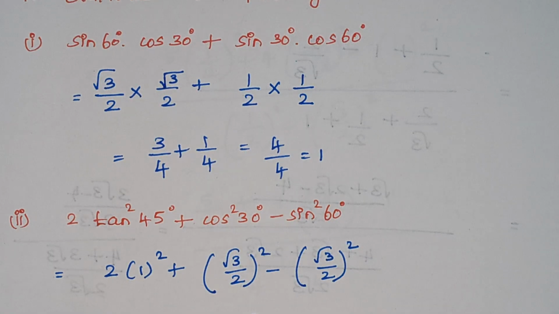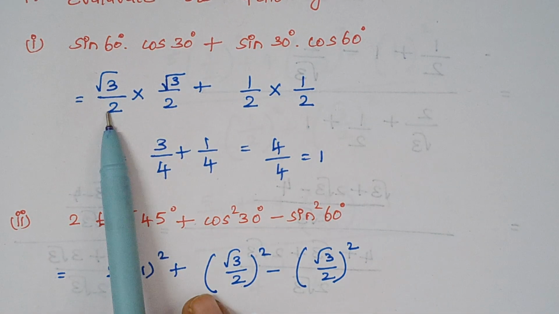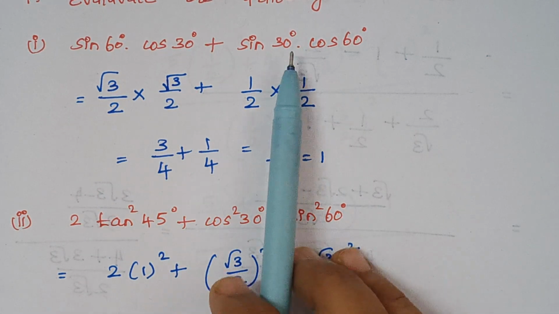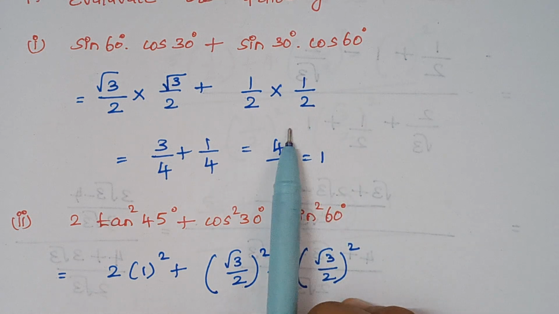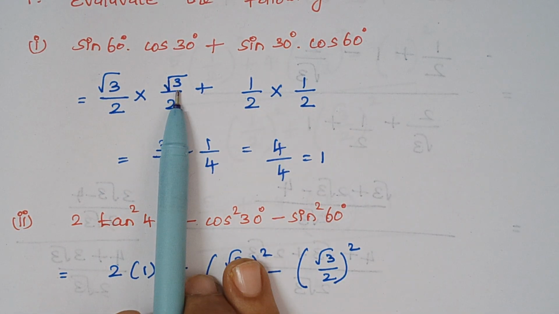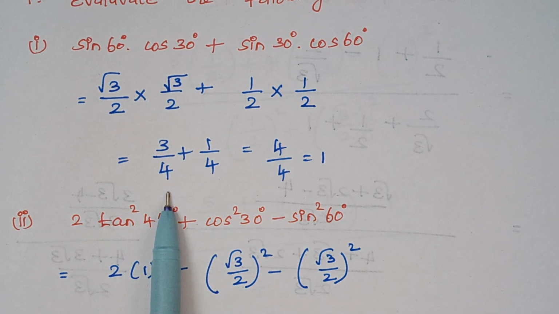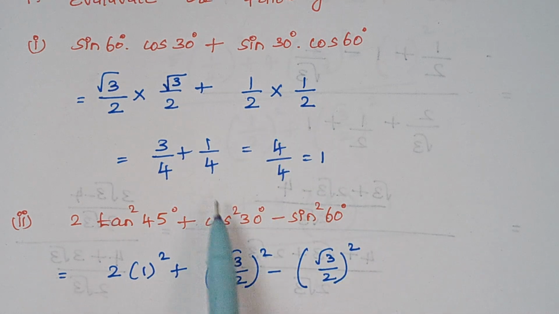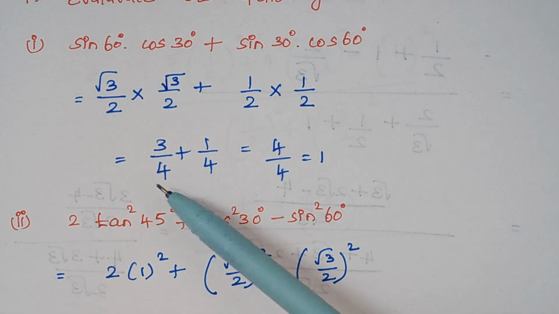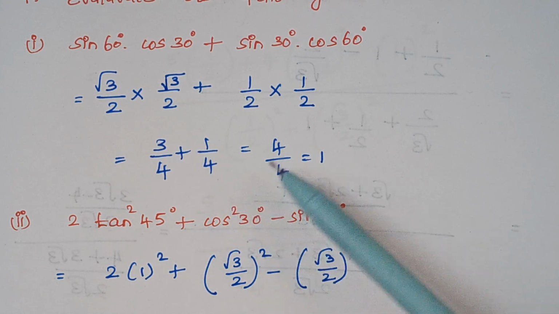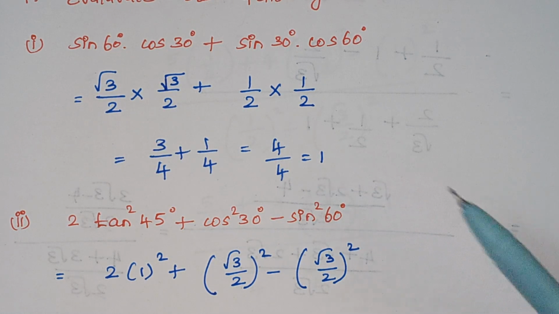So here sin 60 is root 3 by 2 and cos 30 is root 3 by 2. Similarly sin 30 is 1 by 2 and cos 60 is 1 by 2. So root 3 into root 3 is nothing but 3. 2 into 2 is 4. Therefore 3 by 4 plus 1 into 1 is 1, 2 into 2 is 4. Finally, since the denominators are same, we can add the numerators. So 3 plus 1 is 4. So 4 by 4 is equal to 1.